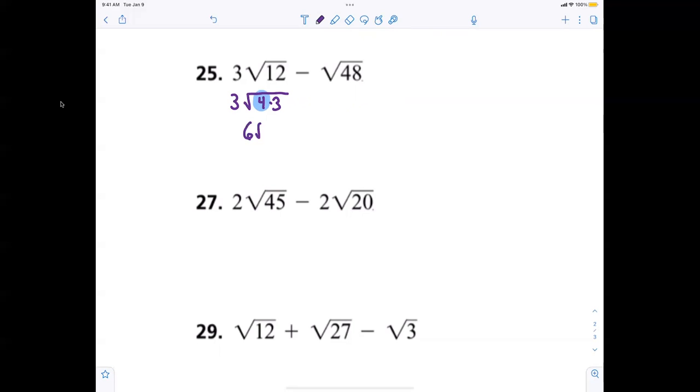That is 6 radical 3. Now, how did I know it's 6 radical 3? Because it's being held together by multiplication. You need to know that. That's important. It's not addition. It's multiplication.